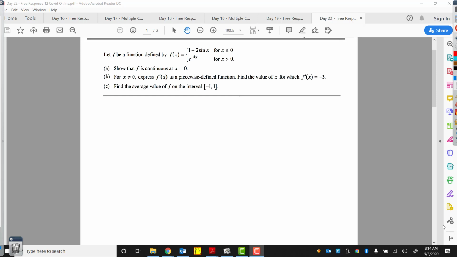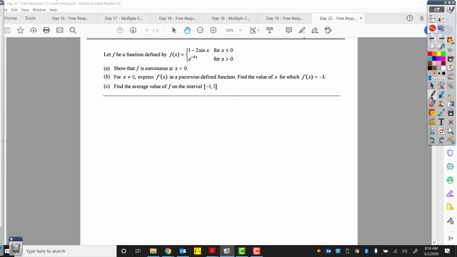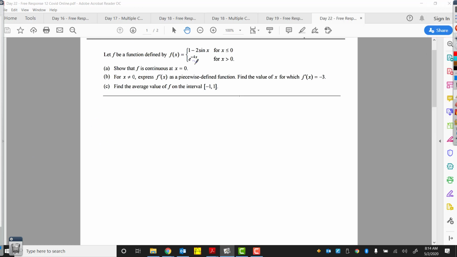Today we will be looking at our final FRQ of the year, which is going to be FRQ number 12. So let's just go ahead and get started. We have a function defined by this piecewise function. When x is less than or equal to 0, we have 1 minus 2 sine of x. When x is greater than 0, we have e to the negative 4x. So we're going to show that f is continuous at x equals 0.